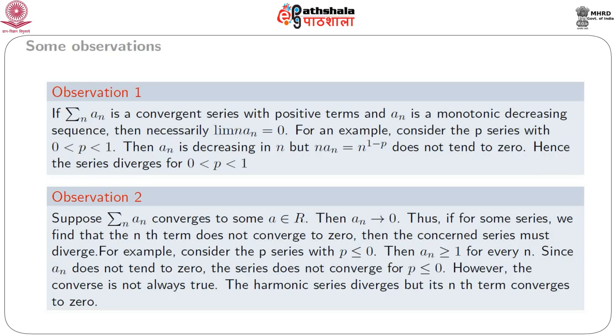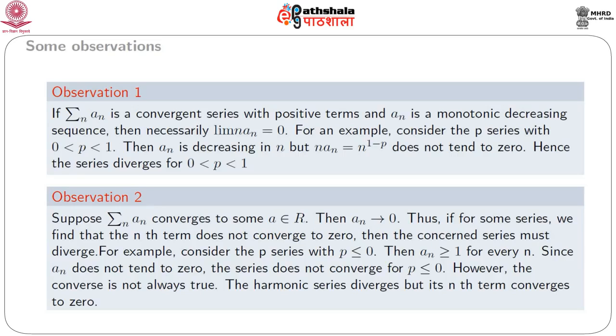So let us pass on to our next observation. Suppose summation an converges to some real number a, then an tends to 0. Actually, the proof is very simple. It can be proved using the definition of partial sums. One can express an as Sn minus Sn minus 1, where Sn is the nth partial sum, and since the series converges, Sn tends to a and Sn minus 1 also tends to a. Therefore, we get the limit of an as 0.